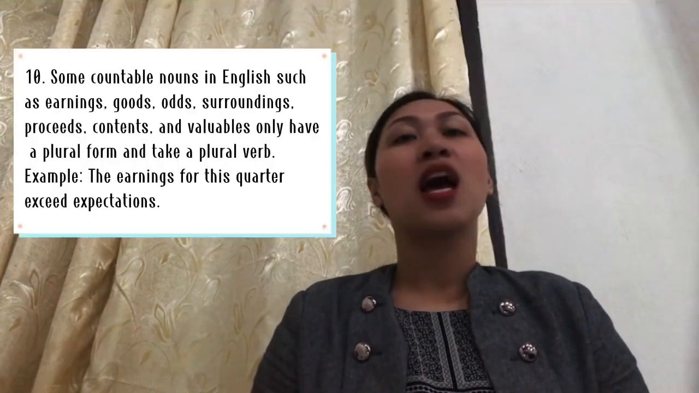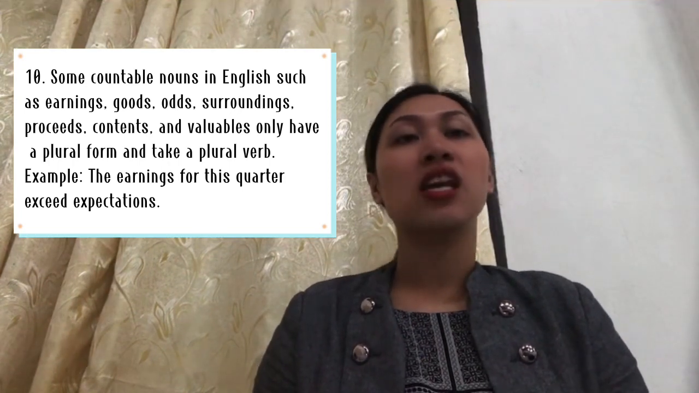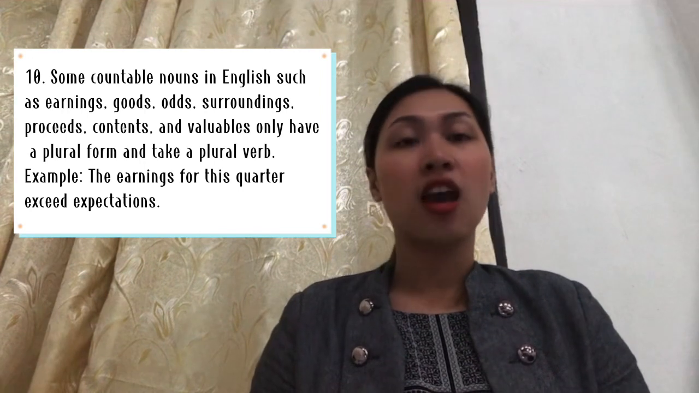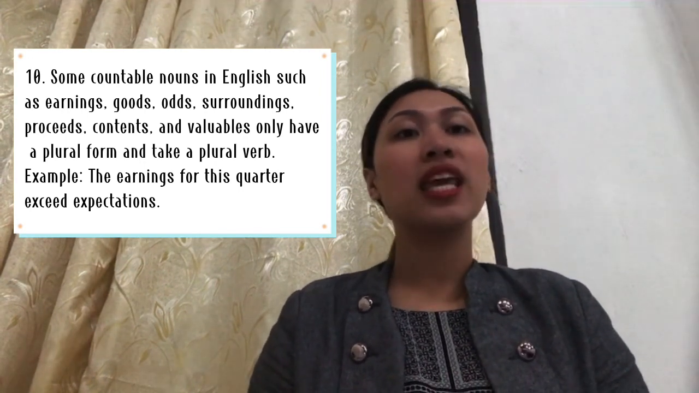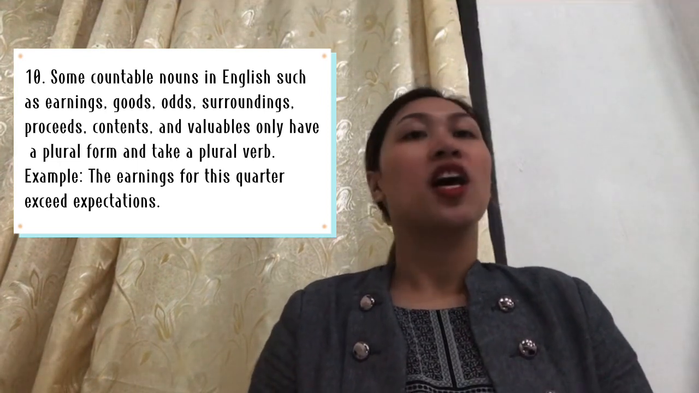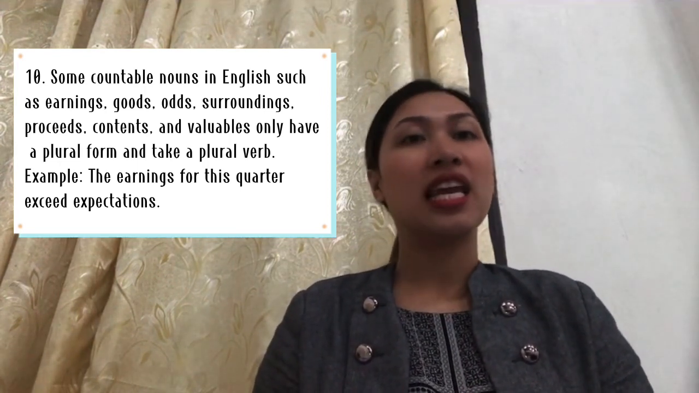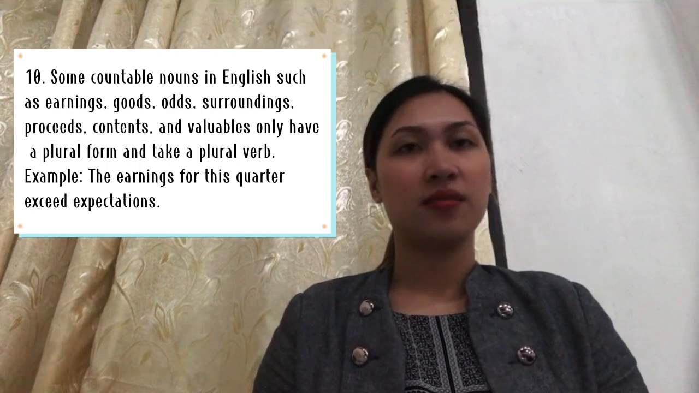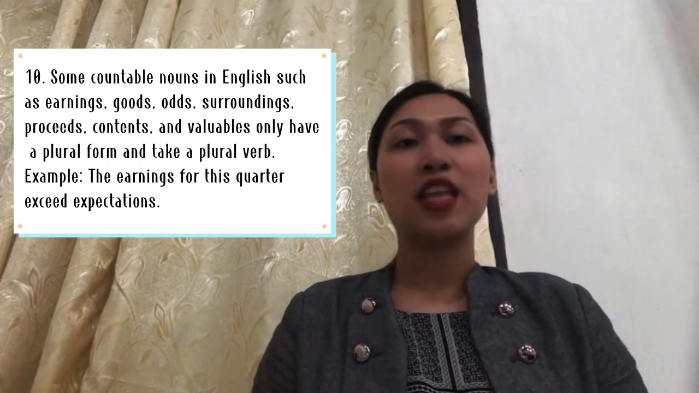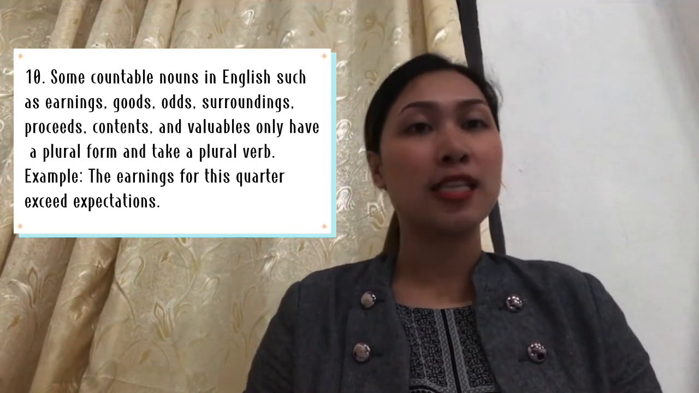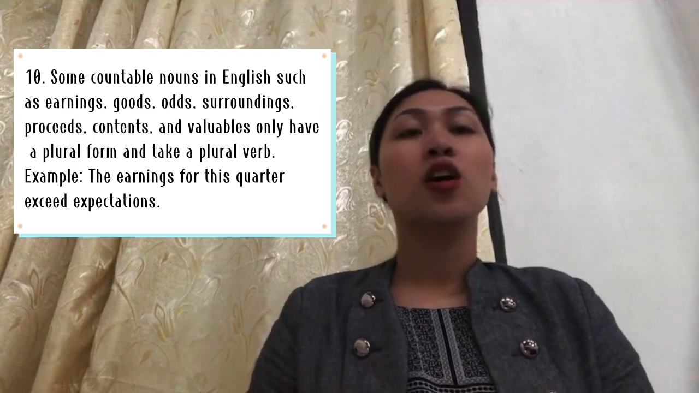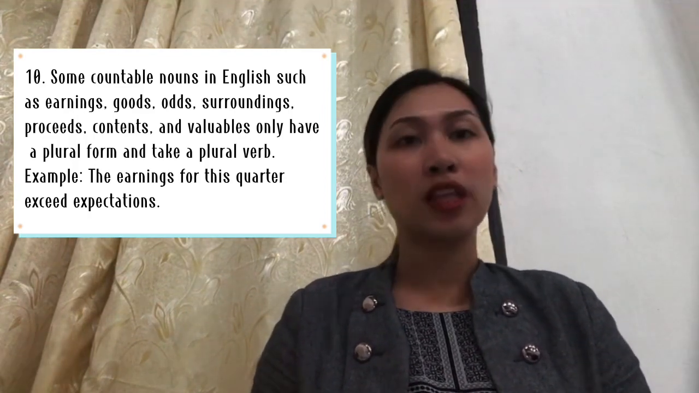The last rule: some countable nouns in English, such as earnings, goods, odds, surroundings, proceeds, contents, and valuables, only have a plural form and take a plural verb. For example, the earnings for this quarter exceed expectations. The countable noun, earnings, is plural, and the verb used is also plural, which is exceed. Another example, the proceeds from the sale go to support the homeless population in the city.